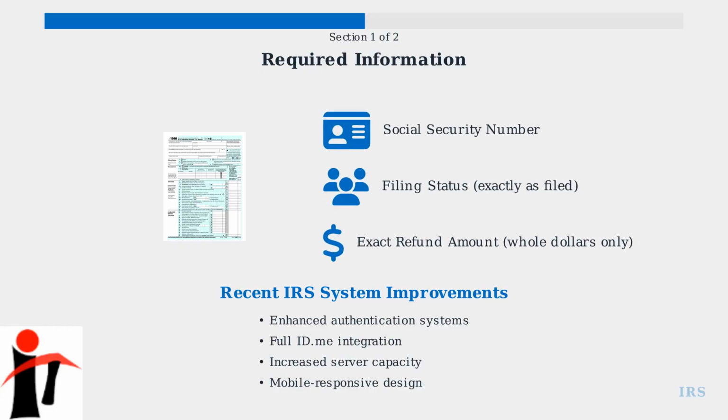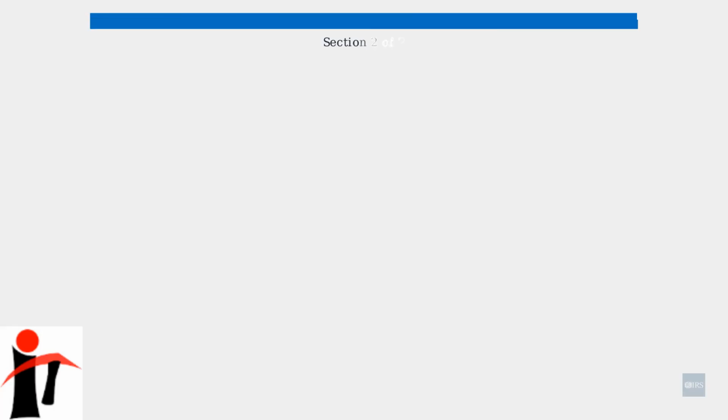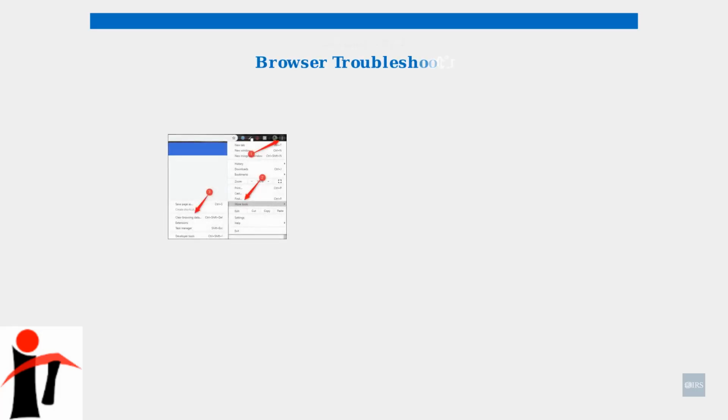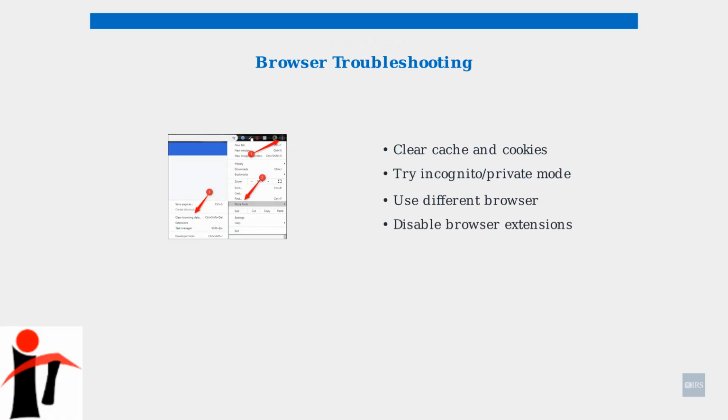Understanding these causes and having the correct information ready will significantly reduce your chances of encountering this error when accessing IRS online services. When you encounter the information not available error, there are several systematic troubleshooting steps you can take to resolve the issue quickly and effectively. The first step is to try basic browser troubleshooting techniques. Clear your browser's cache and cookies, which often resolves authentication conflicts with the IRS system.